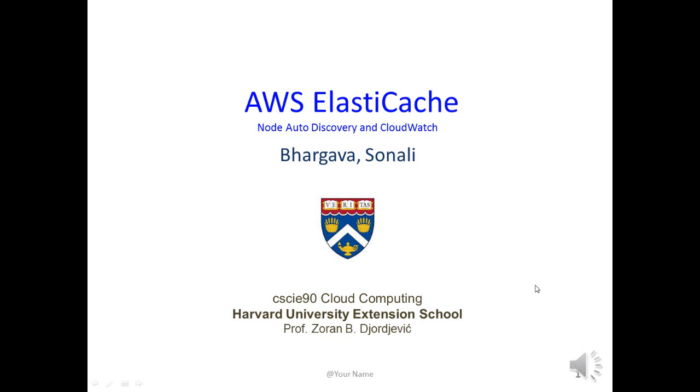This is a web service offered by Amazon. This presentation will be covering a brief overview about this web service, how this web service helps in increasing the performance of an application, and then we'll be doing a demo about how this Elastic Cache cluster can be created, and talking about a couple of its salient features: Node Auto Discovery and CloudWatch.